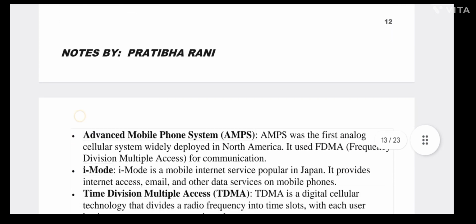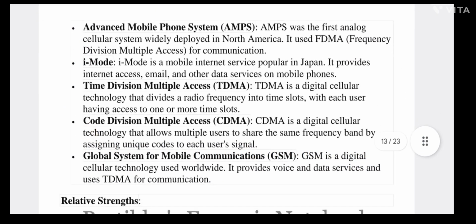Then some cellular technologies. The first one is advanced mobile phone system, AMPS. This is the first analog cellular system used in North America, and it uses FDMA, frequency division multiple access, for communication over cellular networks. Then i-mode is basically internet mode, and it was first popular in Japan, and it provides internet access, email, and other data services on mobile phones.